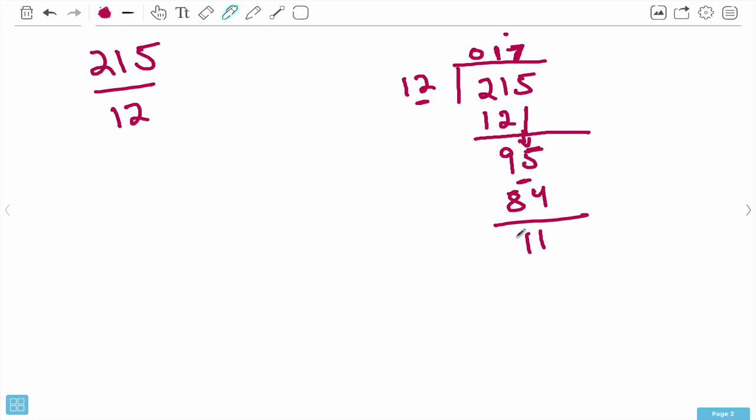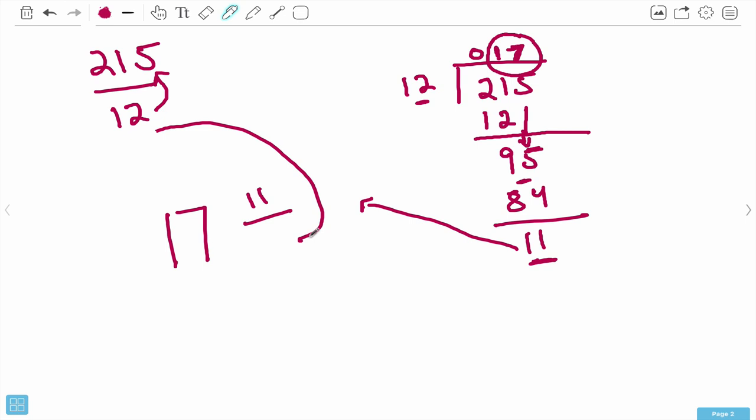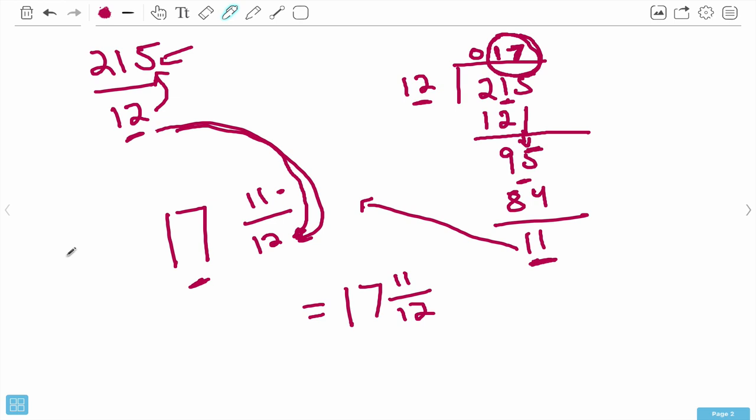So now 17 is our new whole number, because 12 can go into 215 17 times. And then this is going to be our new numerator, 11 over, keep our denominator, 12. So remember, when you're dividing, you're trying to see how many times 12 can go into 215. You divide 215 by 12, and you get 17. 17 is now your new whole number. And the remainder, what's left over, is now your new numerator, and you keep the same denominator as before. So the new answer is 11 over 12. So 5 and 3 eighths times 3 and a third is 17 and 11 twelfths.